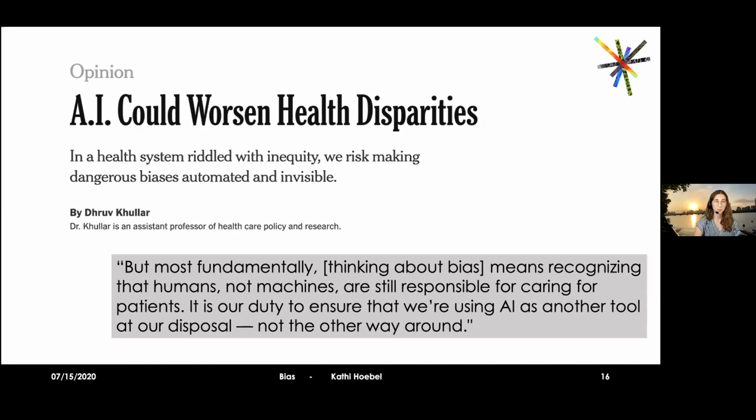I want to close with this quote from the New York Times opinion piece that I opened the talk with. Dr. Kula says that, but most fundamentally, thinking about bias means recognizing that humans and not machines are still responsible for caring for patients.